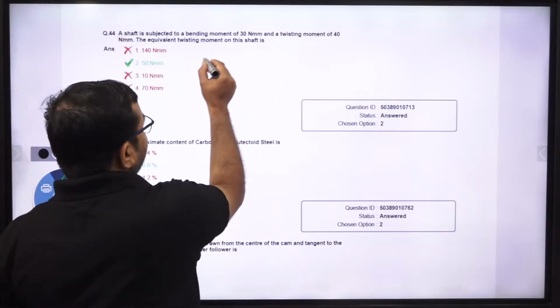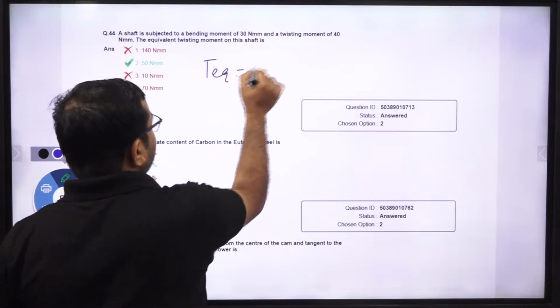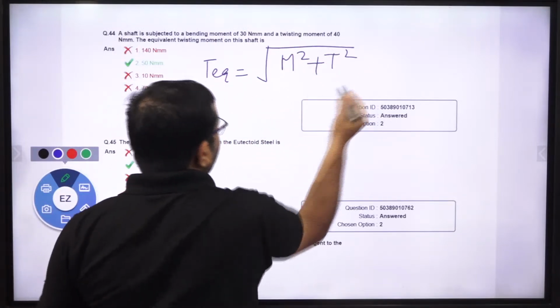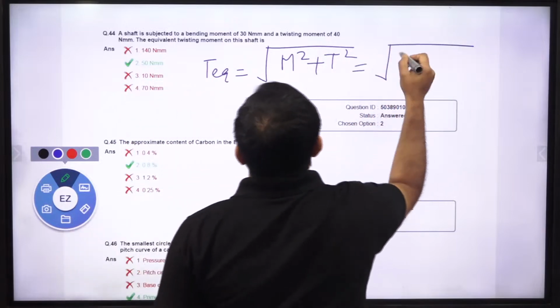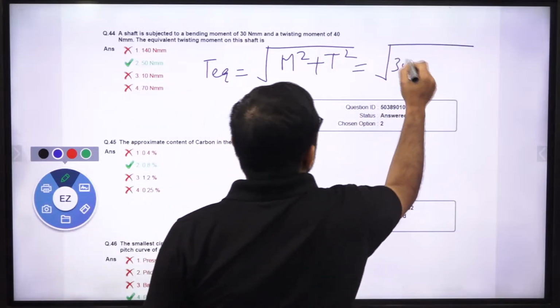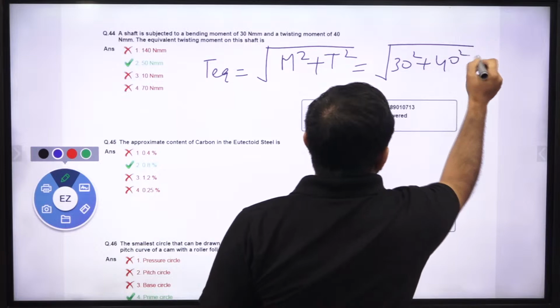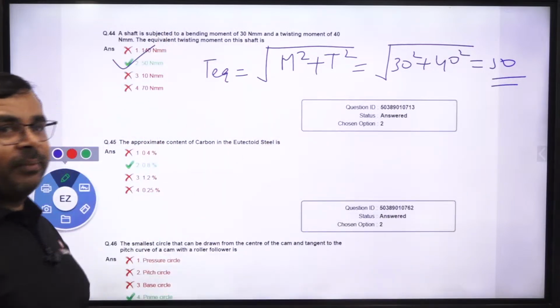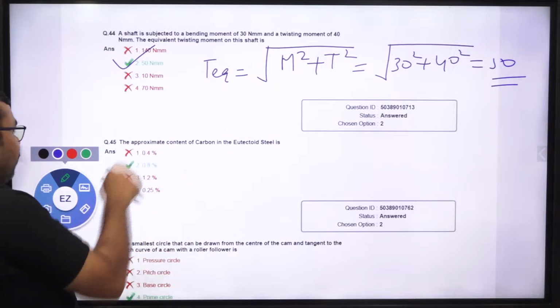As you know, the equivalent twisting moment is the square root of M squared plus T squared. This is a very simple formula. Yes or no? Now if you put in the values, the bending moment is 30, so 30 squared plus 40 squared, which simply gives 50. So the correct answer is 50. If you have any doubt, then you can ask me.